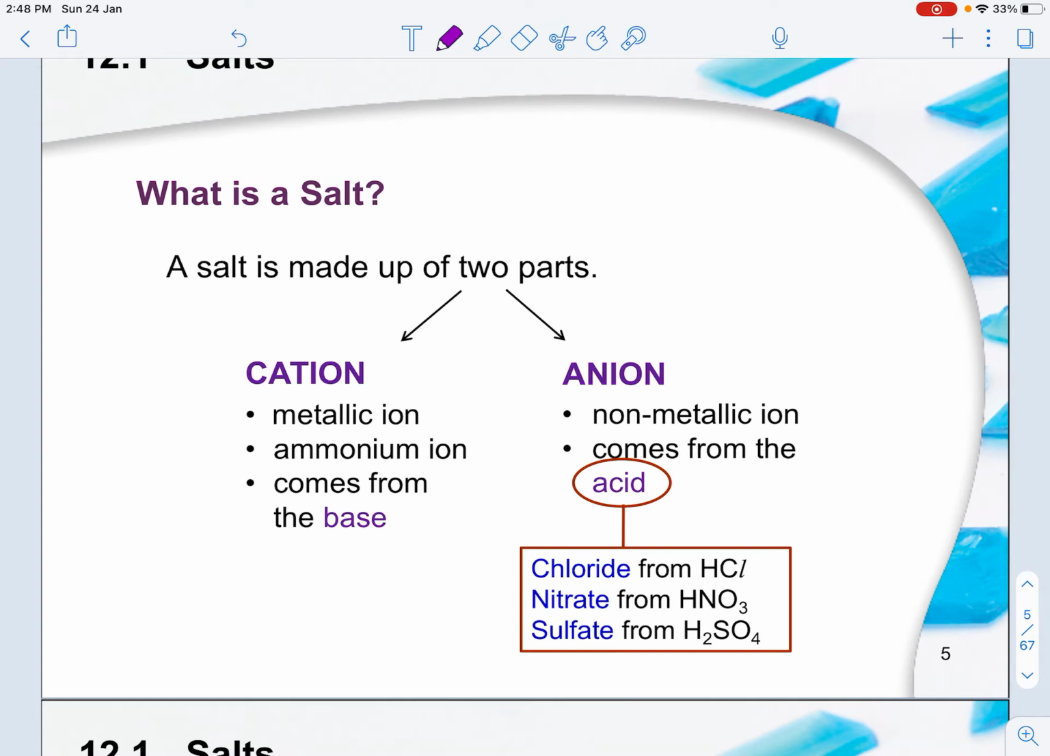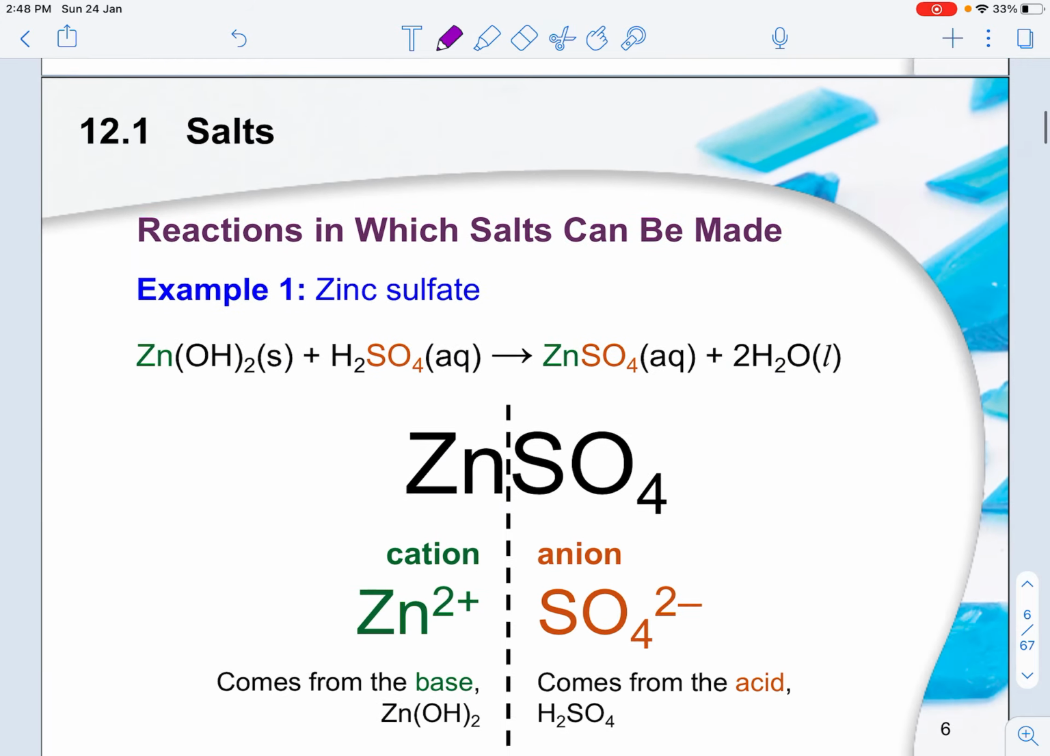So in a nutshell, the salt is mainly made of two parts, like what I've shared. To segregate it further, the cation can come from the base, and the anion can also include a non-metallic ion. So generally, this is the ingredients or the body of a salt.